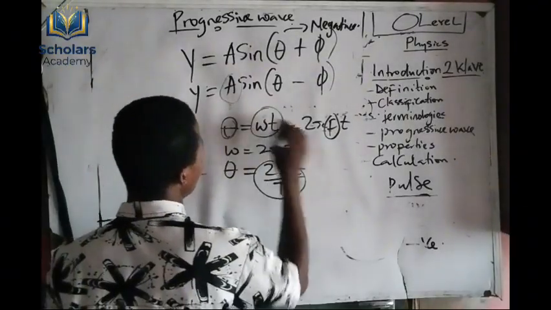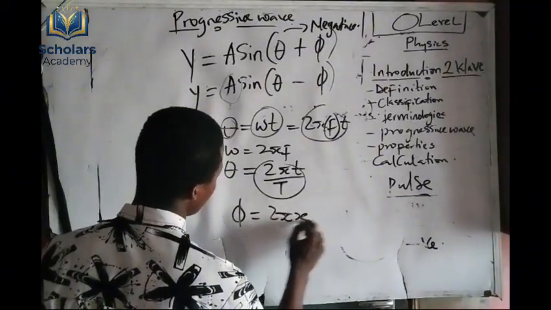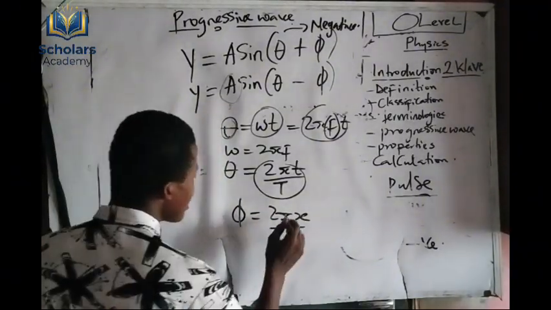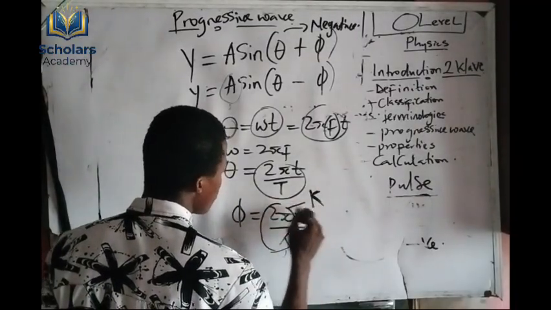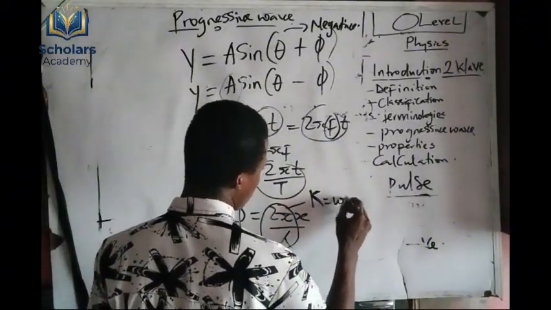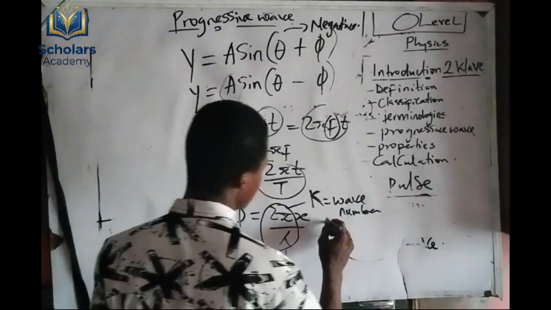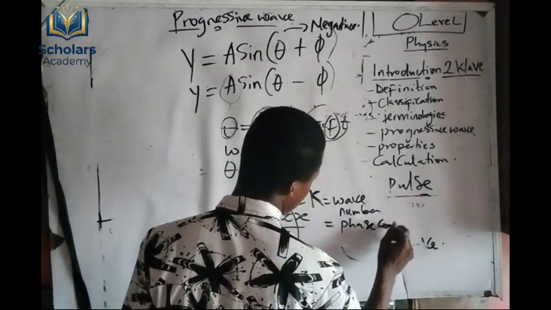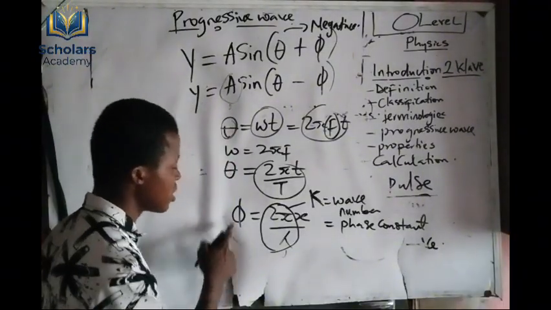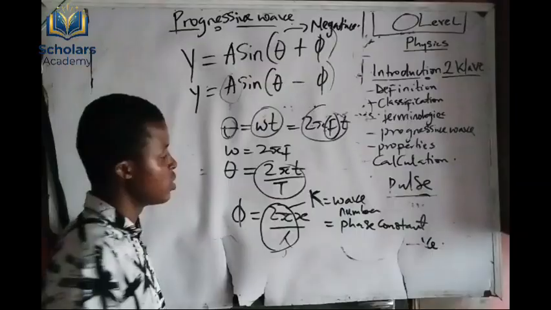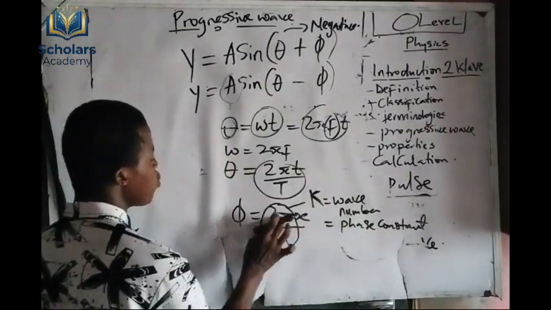These are everything for angular displacement. Now for the phi, that should be 2 pi x over lambda. Are you with me? Now you see this 2 pi over lambda. That's also called another thing which we call k, which we call the wave number. We can also call it the phase constant. So it's called wave number, phase constant. This is called the phase angle. So our phi is 2 pi x over lambda.